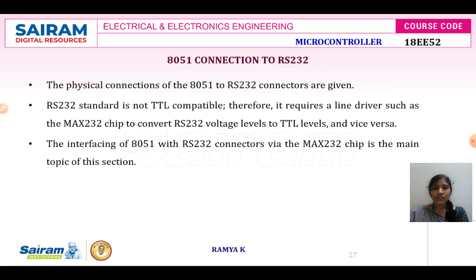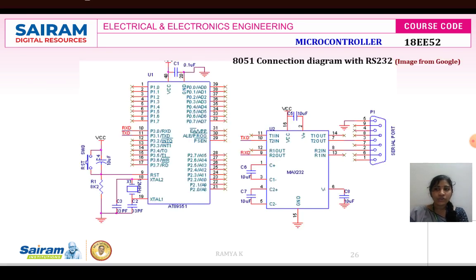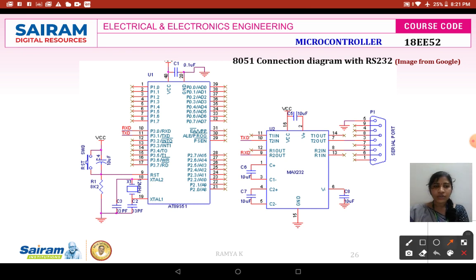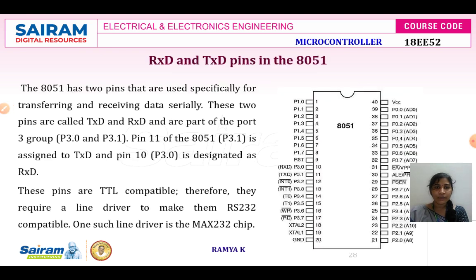So the physical connection of 8051 to RS-232 connectors is shown, and moreover, since RS-232 is not compatible with TTL logic, it requires separate line drivers, as shown with the MAX 232 chip. This MAX 232 chip will make the voltage level of RS-232 more compatible with 8051, and that explanation is given in this particular slide.